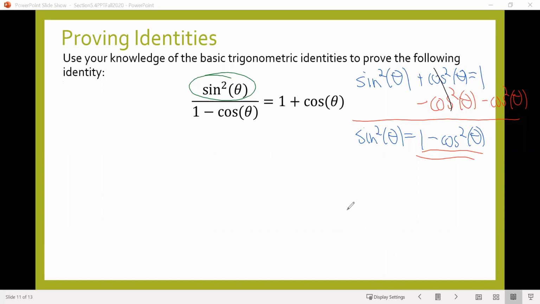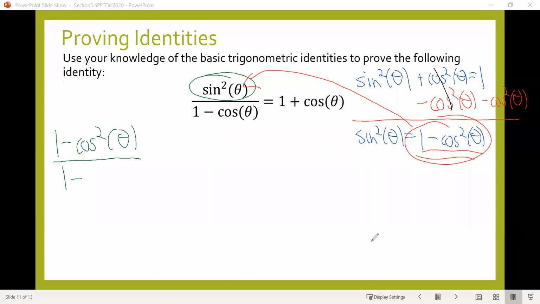And that actually might be a helpful thing to do because we see that everything else in the problem is a 1 minus or 1 plus cosine. So let's go ahead and do that now. So we're going to substitute this part here, the 1 minus cosine squared, in for the sine squared here. So now our expression there will become 1 minus cosine squared of theta divided by 1 minus cosine of theta. And that somehow has to become 1 plus cosine of theta.